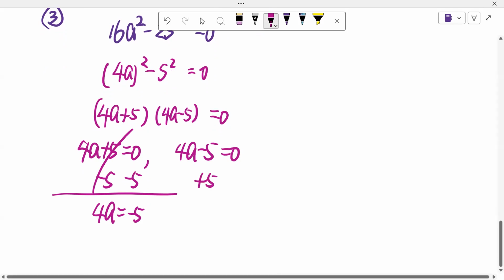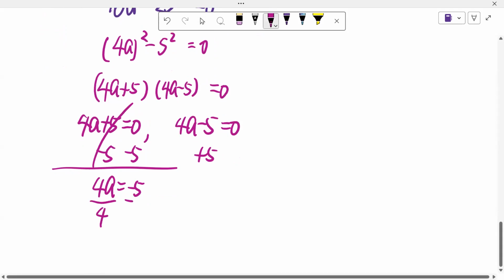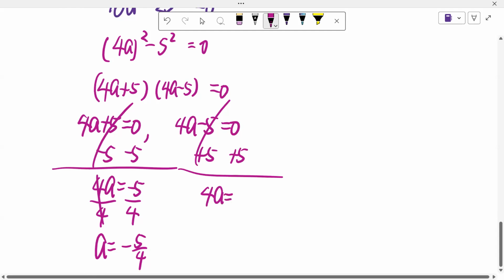And here adding 5. Let's finish solving this. Divide by 4 first. a equals -5/4. For the other one, adding 5 on both sides of the equation, 4a equal to 5. And divide both sides of the equation by 4. a equal to 5/4. So two solutions.